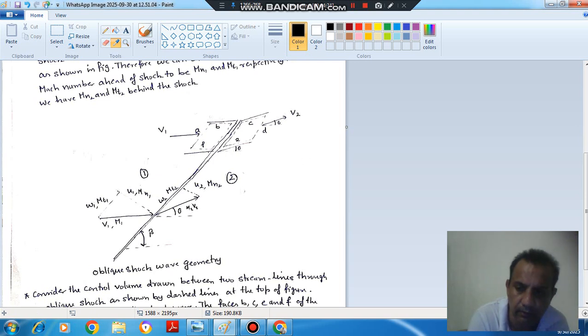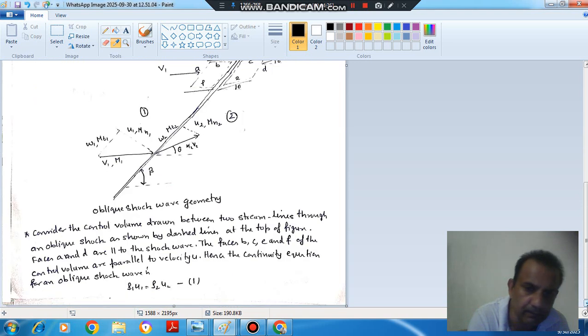So the continuity equation will remain the same. Rho1 u1 is equal to rho2 u2. So here u1 will enter and u2 will leave, and all other flow will be along the shock wave. So I will read this also. Consider the control volume drawn between two streamlines through an oblique shock as shown by dashed line at the top of the figure.